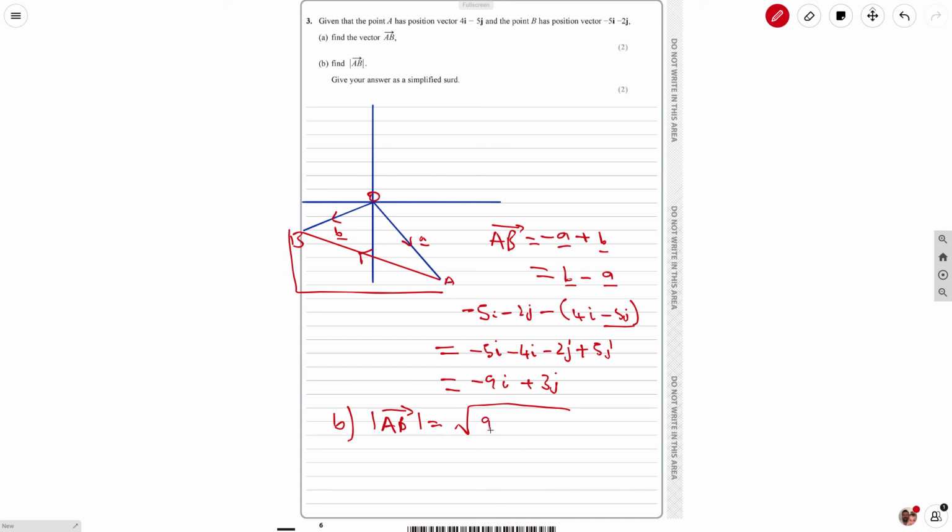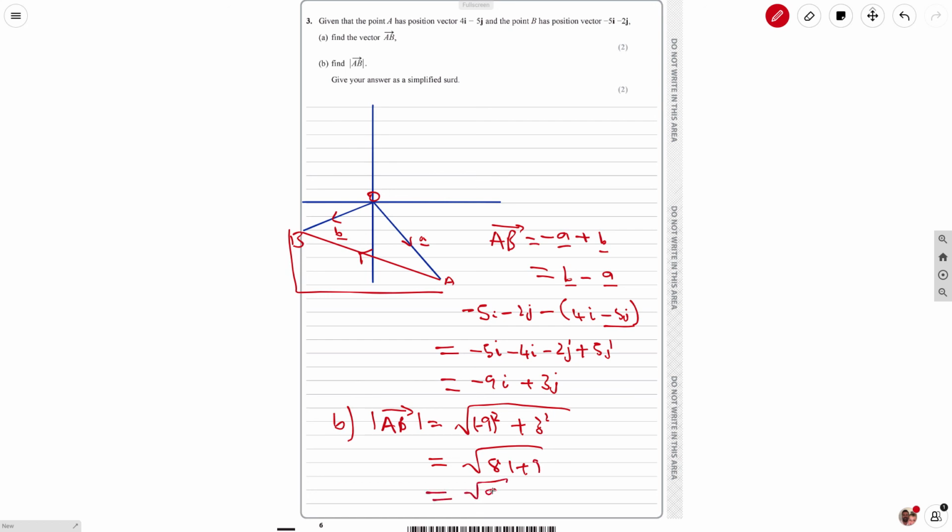Okay, so we just need to do 9 squared plus 3 squared. I could write that as minus 9 squared, okay, but you kind of get a bit fed up doing that after a while when you're doing Pythagoras, because all negative numbers, when you square them, become positive. Okay, so this is the square root of 81 plus 9, or just stick this in your calculator.